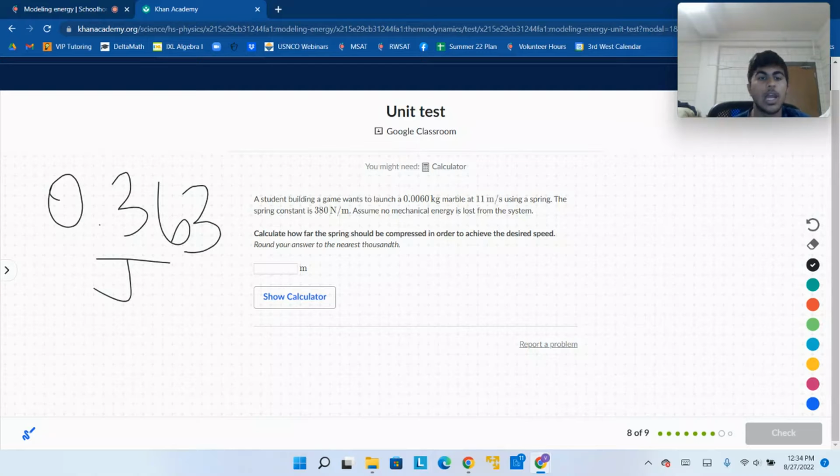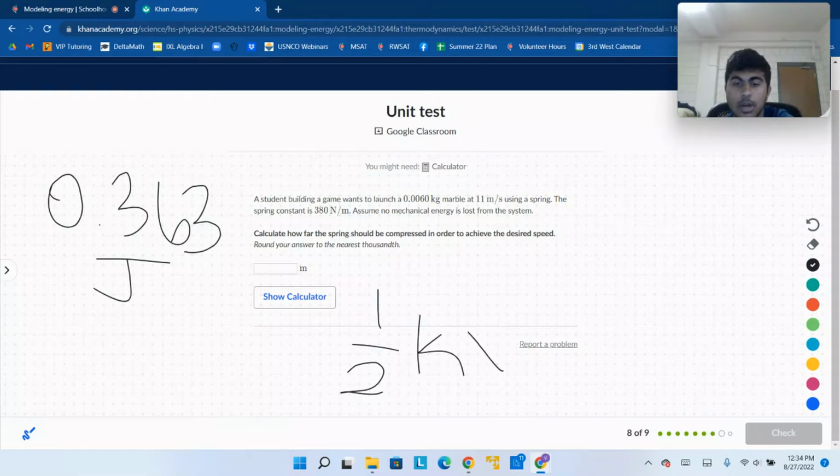And then we need to think about what is the formula for the energy of a spring, and it's going to be 1/2 kx squared, where k is the spring constant, 380, and x is the distance. So you have 0.5 times 380, which is 190, times x squared equals 0.363. So 0.363 divided by 190, take the square root of that, and you get that the spring is going to have to be compressed 0.044 meters to the nearest thousandth. That's how much you have to compress it.